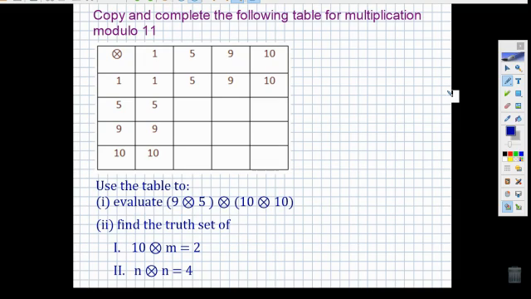Use the table to evaluate 9 modular multiplication (5 modular addition 10) modular multiplication... 10. So this is what we are asked to solve using the table, and we are also asked to find the truth set of this and that. To solve this problem one after the other, we first of all complete the table.